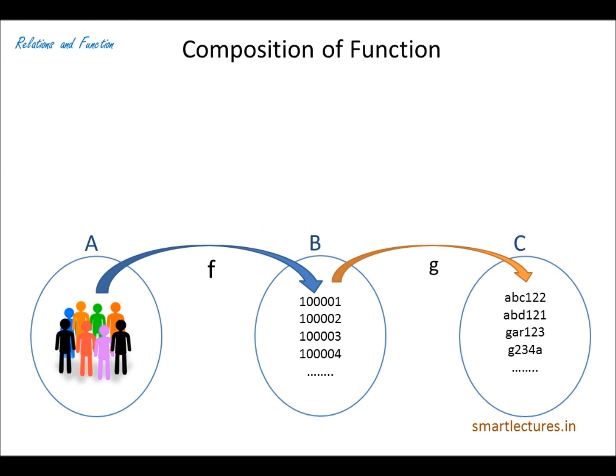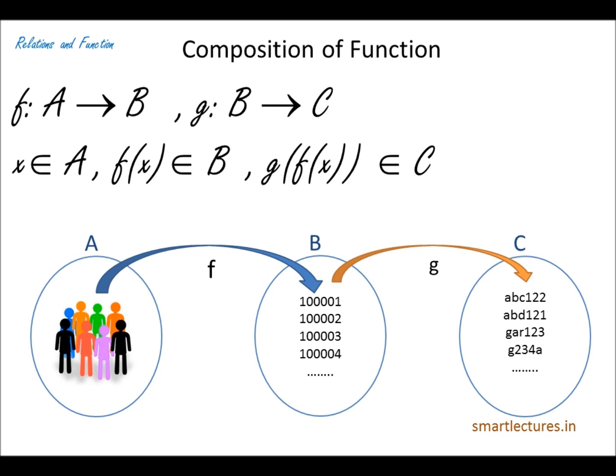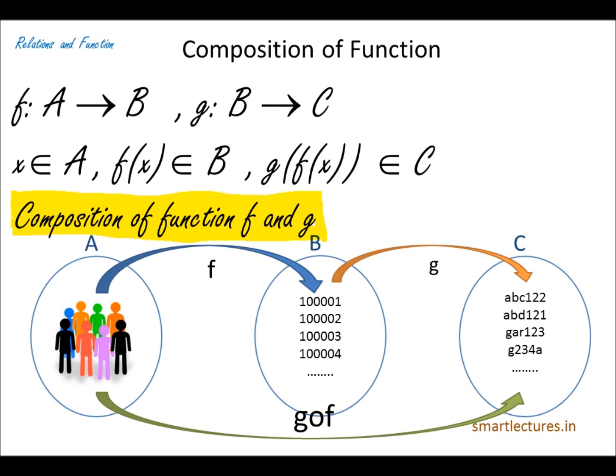So that means if we have a function f from set A to set B and another function g from set B to set C, and now suppose we have any element x which belongs to set A, then there always exists an element f of x which belongs to set B, and corresponding to this value f of x, there also exists an element g of f of x in the set C, and this function g of f of x is called the composition of functions f and g.